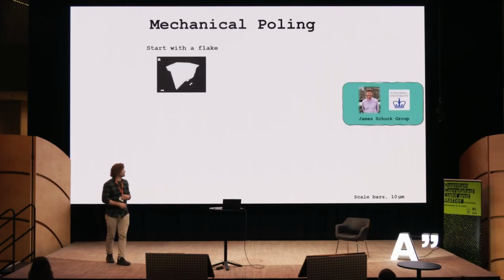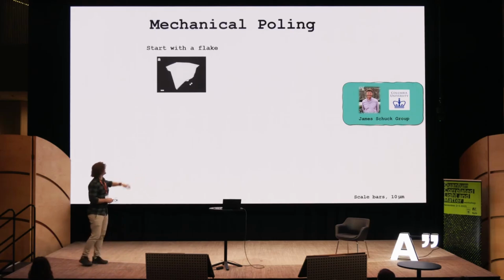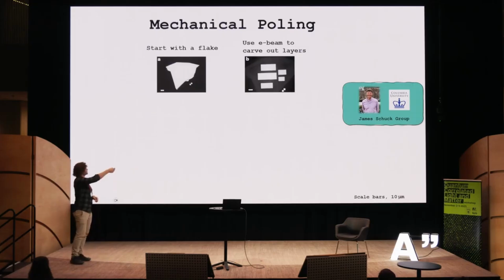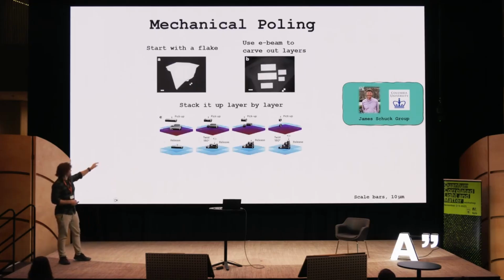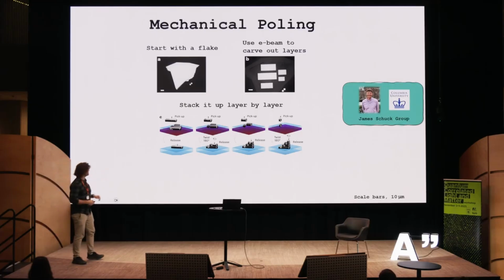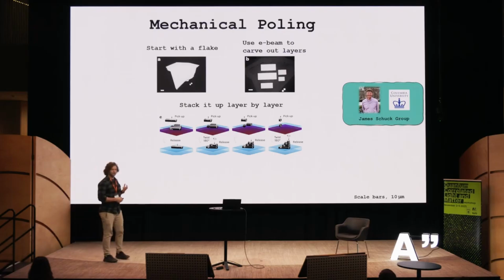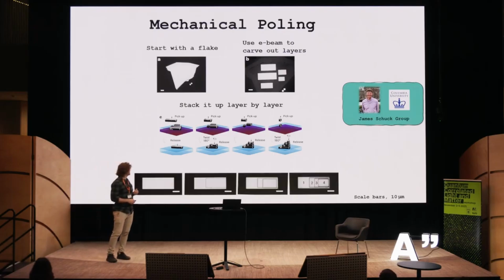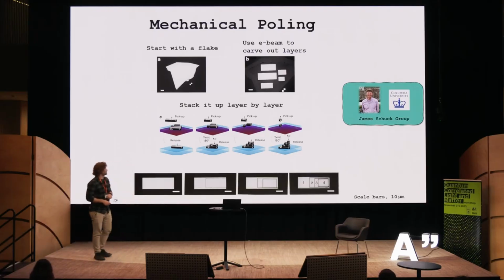This was where the Columbia collaborators came in, and they were already working on this for second harmonic generation. They had this idea: why don't we start with our flake, and carve it into these different rectangles. We then simply pick up each of these rectangles and stack them on top of each other, rotating it by 180 degrees every time. So we really mechanically introduce a periodic poling layer by layer. And here's an image of the results.